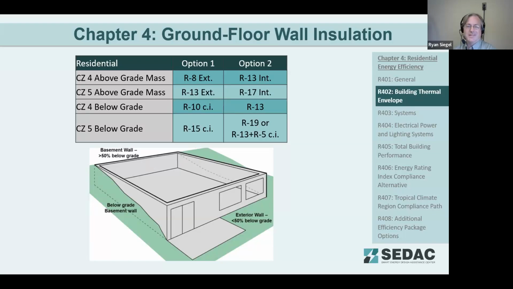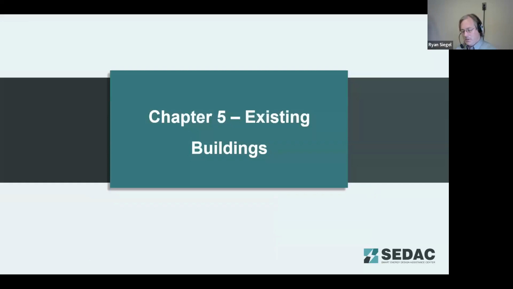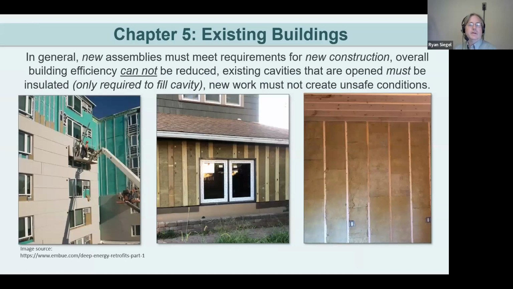Something to be cognizant of as you're going through this is watching out for moisture, particularly for below grade. So just touching on Chapter 5 real briefly. For Chapter 5, in general, new assemblies have to meet requirements for new construction. But obviously, overall building efficiency cannot be reduced after versus where you started.